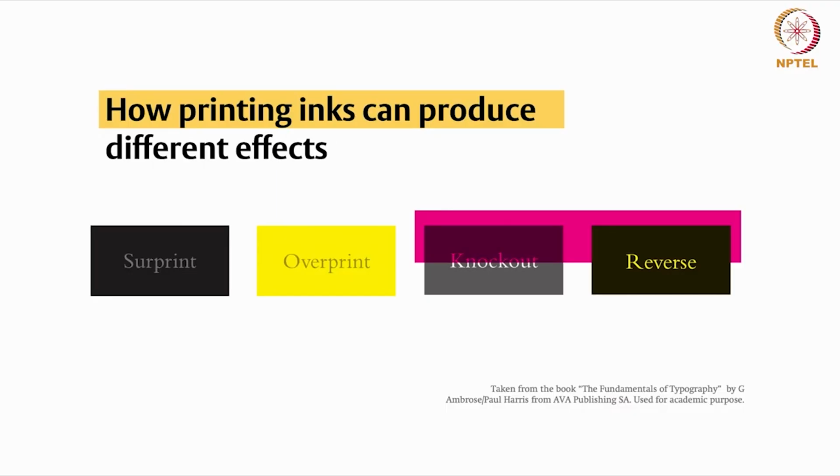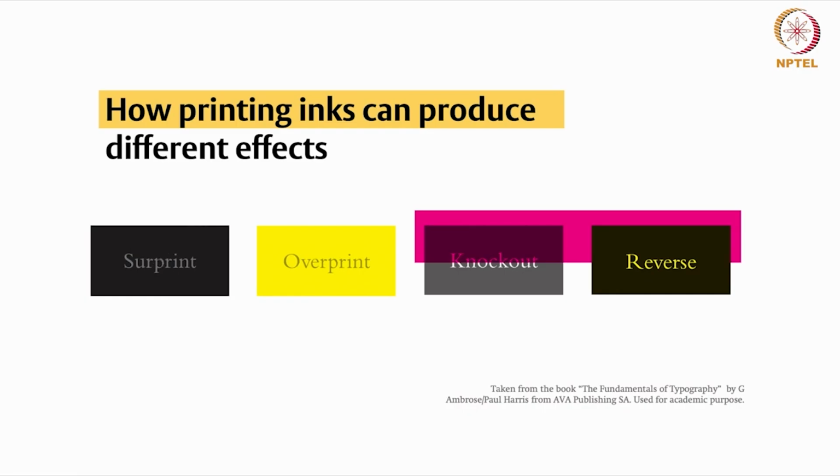Now in physical setup, printing ink can produce different effects depending on how it is used. For example, a superprint uses tints of the same colors to create texture. The first example is visible on the screen. So you have the same color tints which have been used to print on a darker tone, and because of that there is a contrast.